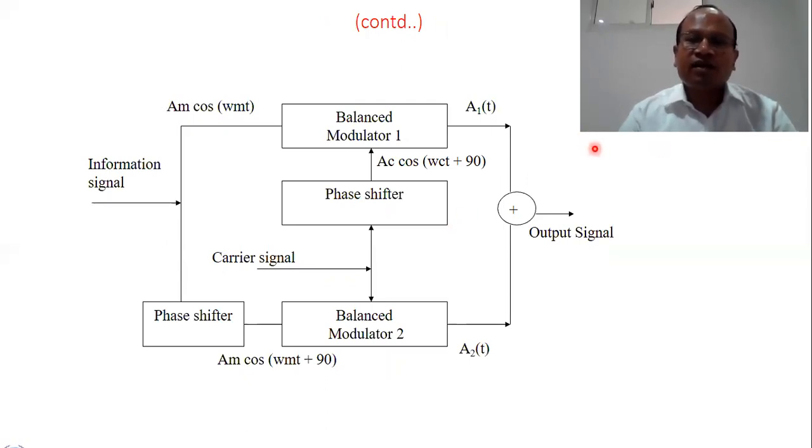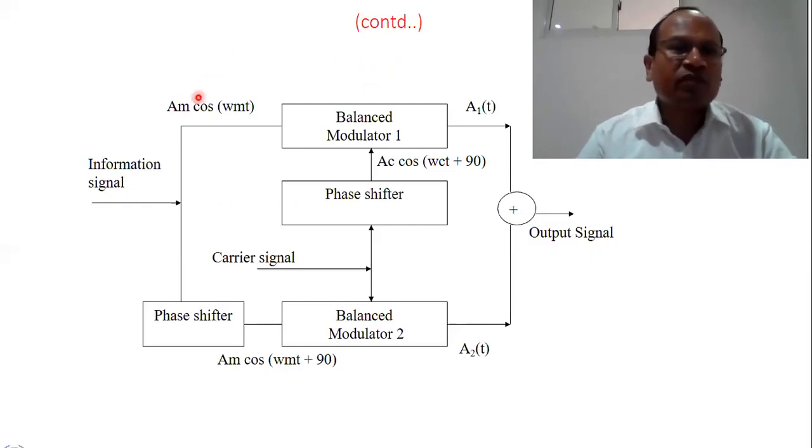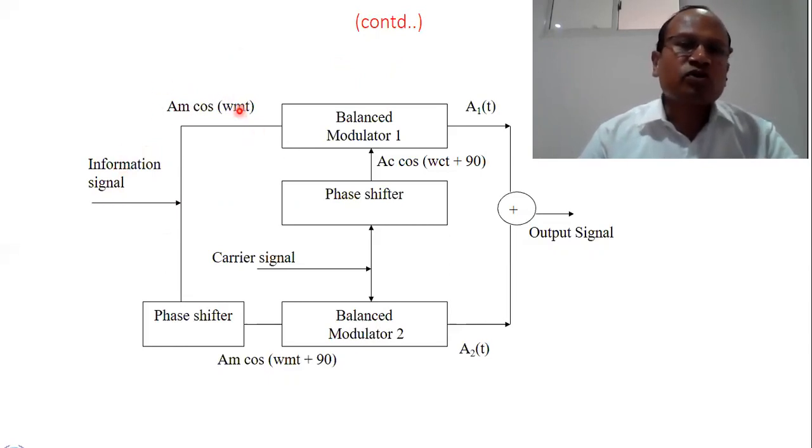There is a diagram, right? This diagram is about the phasor method, the phasing method of generation of SSB. Look at here what we are doing. The information is coming here. What is information? The message signal is coming here, which we can also write as Am cosine omega mt. Here, Am cosine omega mt is going.